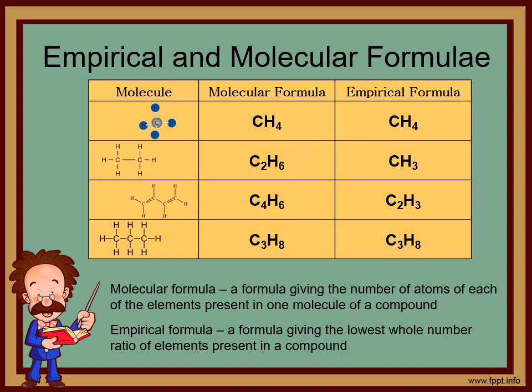So the molecular formula is the formula that gives us the number of atoms of each of the elements present in one molecule of the compound. This is all of the atoms of all of the elements. The empirical formula is a little bit different. This one's going to give us the lowest whole number ratio.